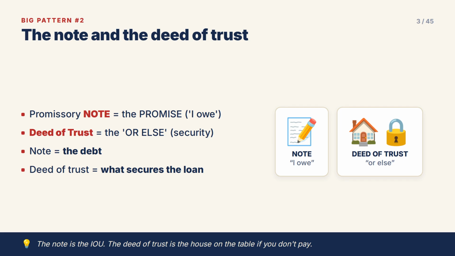2 documents show up at every Texas closing, and they do completely different jobs. The promissory note is the promise. It says, I owe you this money, and here's how I'll pay it back. Think, I owe. The deed of trust is the or else. It puts the house on the table as the thing the lender can take if the promise gets broken. The note creates the debt. The deed of trust is the security. When a question asks what secures the loan, the answer is never the note. It's the deed of trust.